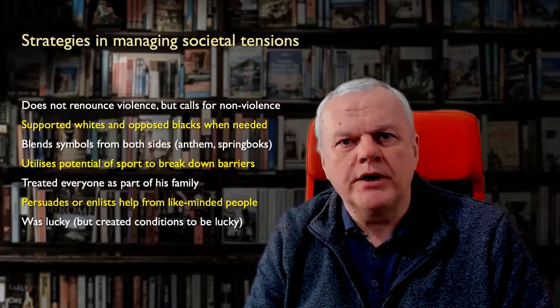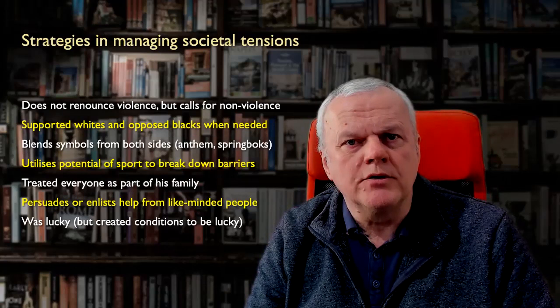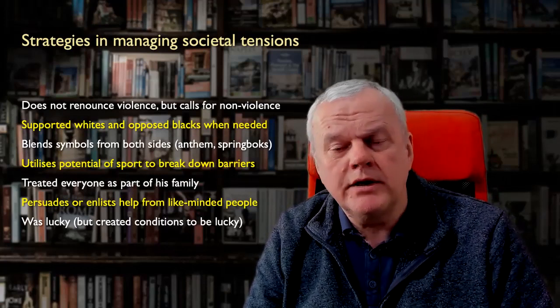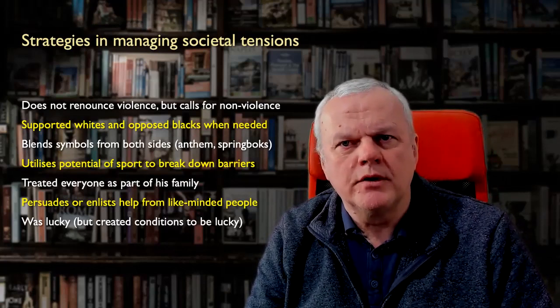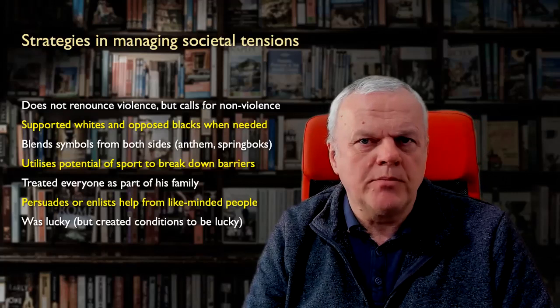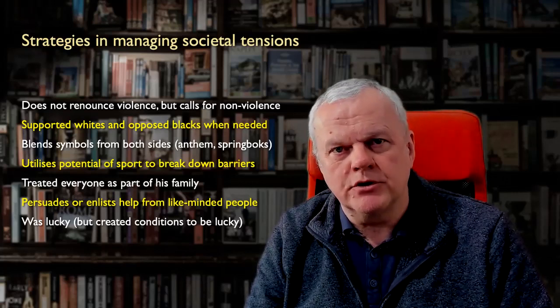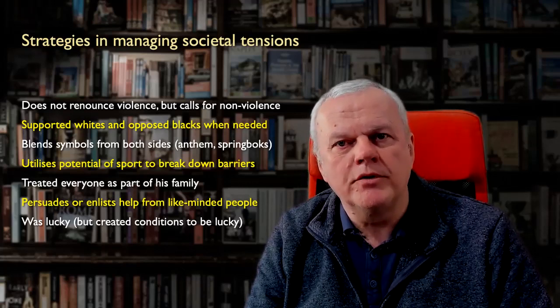For example, he doesn't renounce violence when he leaves prison, but he also calls for non-violence. Although he's black, there are times when he supports whites, and he opposes blacks. He blends symbols from both sides, such as the black national anthem and the white Springbok emblem. Mandela uses the emotional and symbolic potential of sport to break down barriers and build a common sense of purpose.